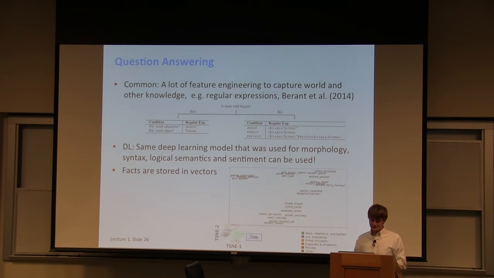And basically, in deep learning, there are some folks who use the exact same model architecture, the same kind of neural network architecture that we use in morphology, in syntax, in logical semantics, and sentiment. In this case, it was a recursive neural network. The same kind of recursive neural network that was used for all these different levels turned out to also be able to answer questions for more complex kinds of things. And in the end, it stored a lot of the facts that were asked about during training in vectors.